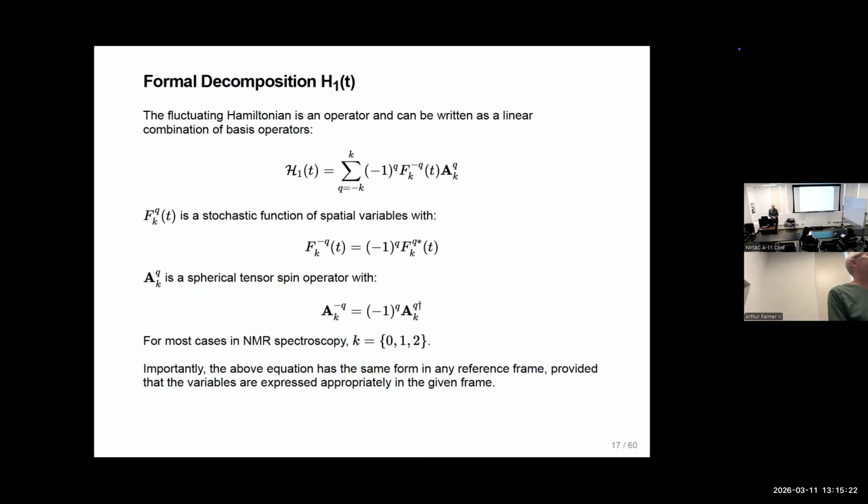And now we go back to what Ann talked about in slightly different notation, which is decomposing the Hamiltonian in terms of the product of a spatial tensor and a spin tensor. And as I said here, we mostly care about k equals 0, 1, or 2, the order of the tensors.